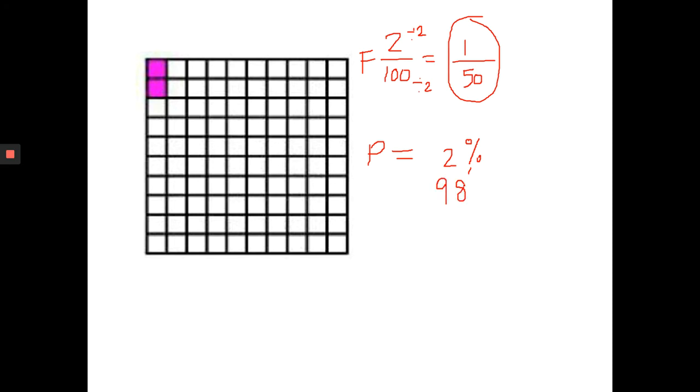98 white boxes are there out of 100. Okay, so that is the white, and this is for the purple. That's the percentage. Okay, so if you sum this all, you'll get 100%. All right. Now, how about for decimal?